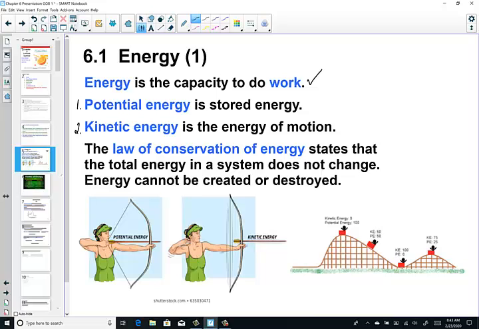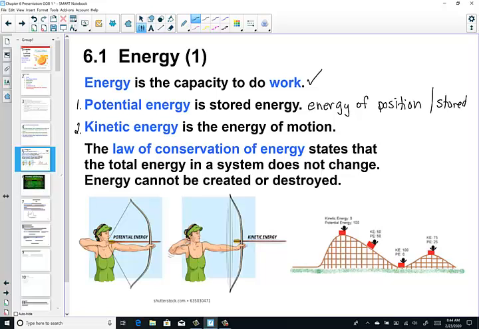I'd like you to define potential energy as the energy that is stored. The energy of position is another way to define that. Now in chemistry, potential energy is that energy that's stored within a chemical bond. And when we break bonds, and that's what chemistry is all about, energy is released. A second category is known as kinetic energy. And I'd like you to define that as the energy of motion. Anything moving possesses kinetic energy.